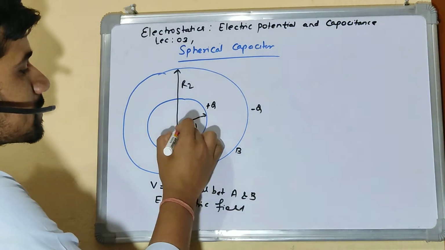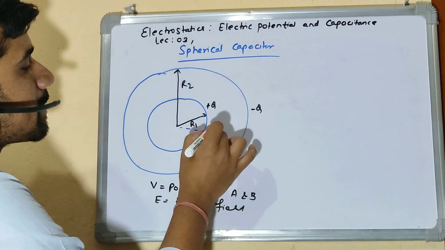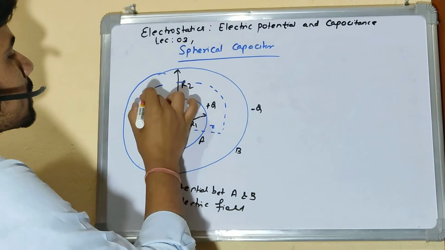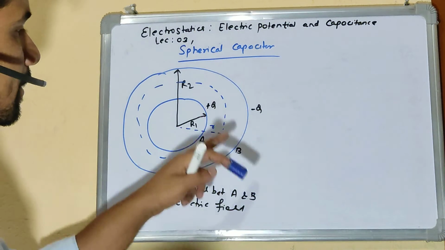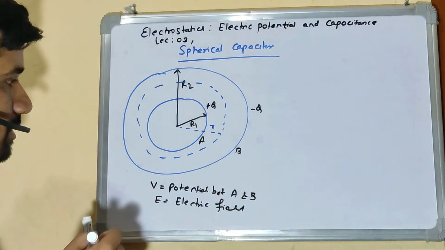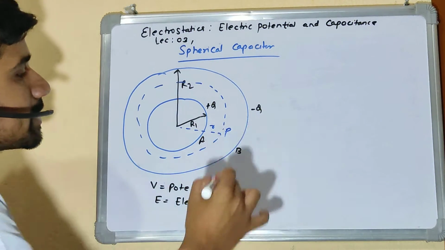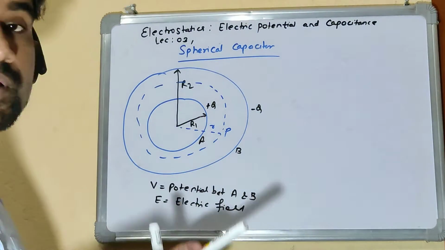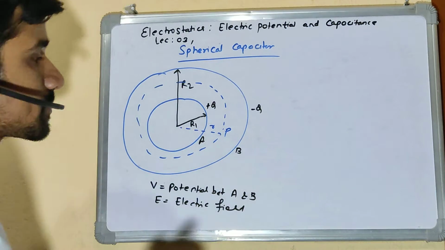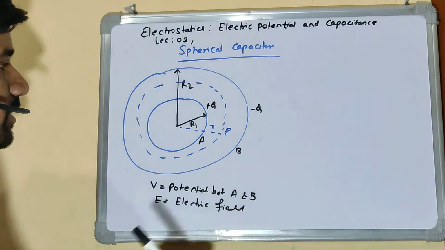Let's take a Gaussian surface at a distance r. If I calculate the electric field at this point P, this will give me the electric field between the plates. So let's try to do that.